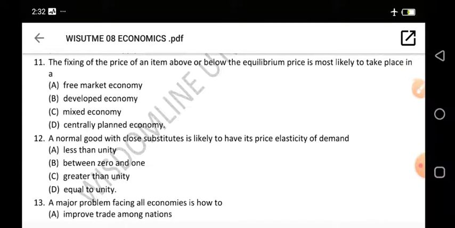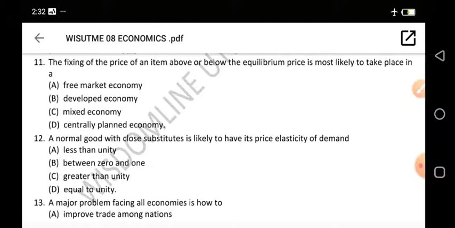Number 12. A normal good with close substitute is likely to have its price elasticity of demand as... look at that, a normal good with close substitute.